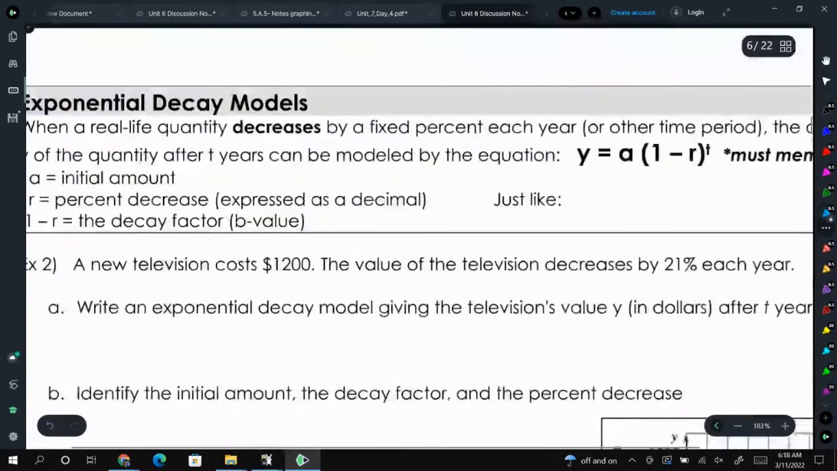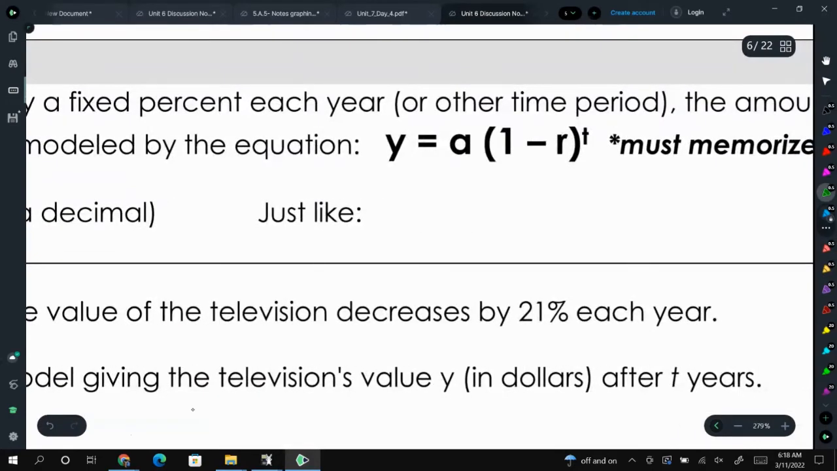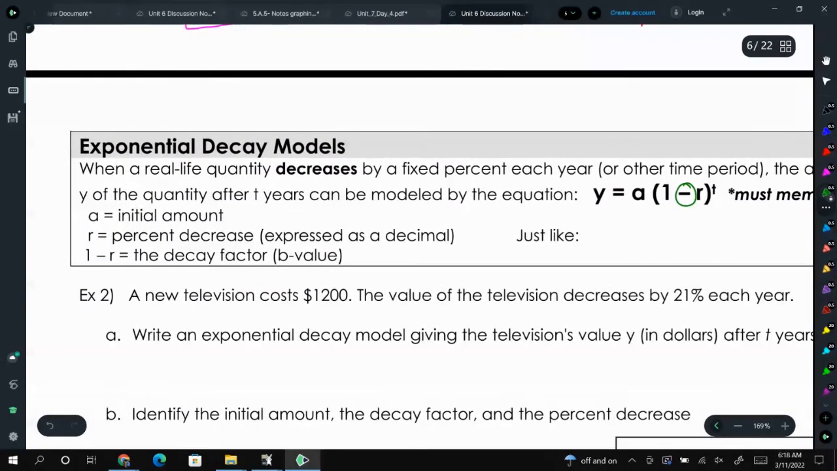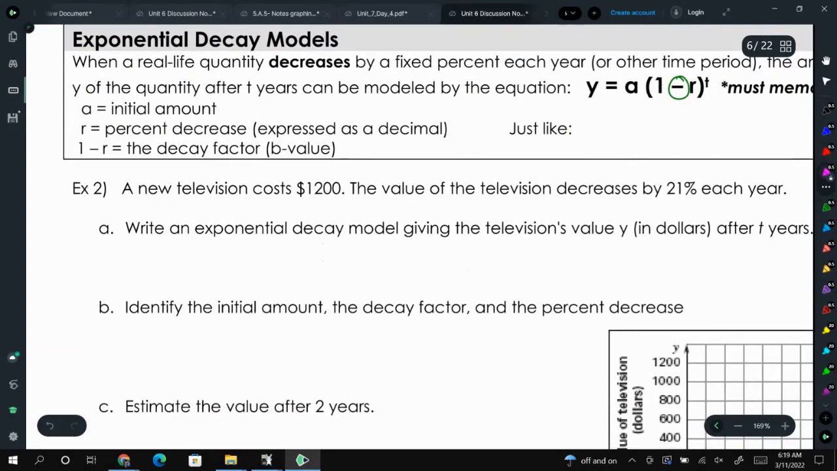Now let's look at the next page here. And just like what we did yesterday, we have an exponential decay model, and you'll notice that it looks exactly like the growth one, except that this symbol is now a minus sign. What you'll need to be able to determine is which formula to use based off of the problem or the situation. So one of the words you want to look for is like decrease or decay or goes down by. That would tell you that you would use the subtraction one as opposed to the addition model. And A and R and T are all the same thing.